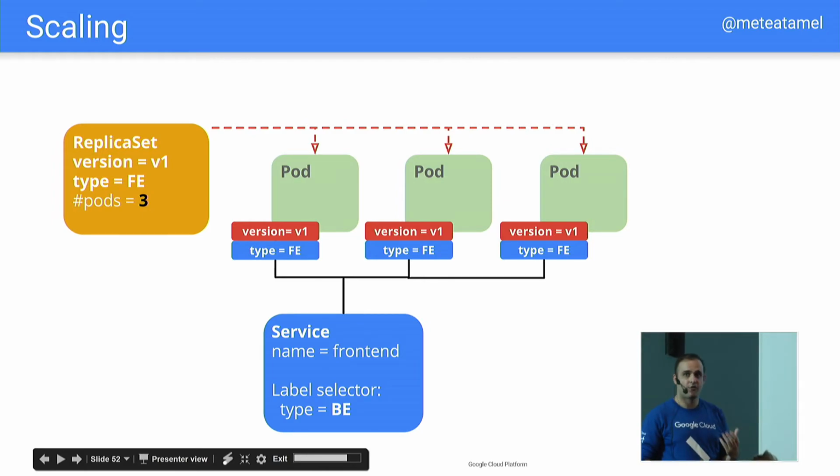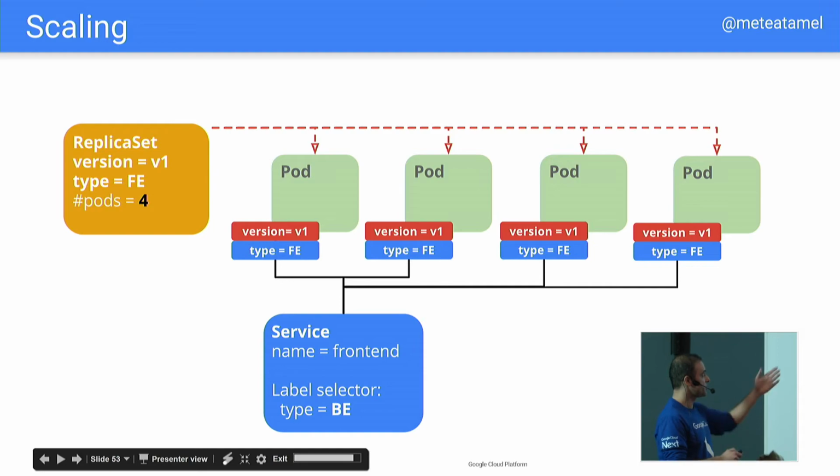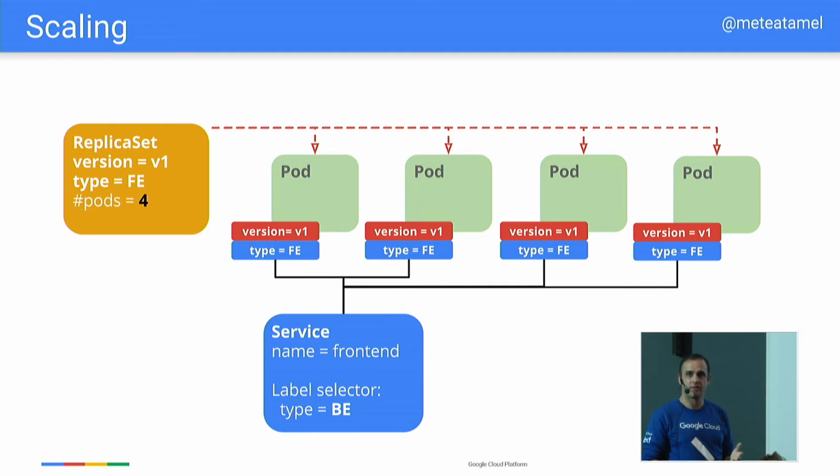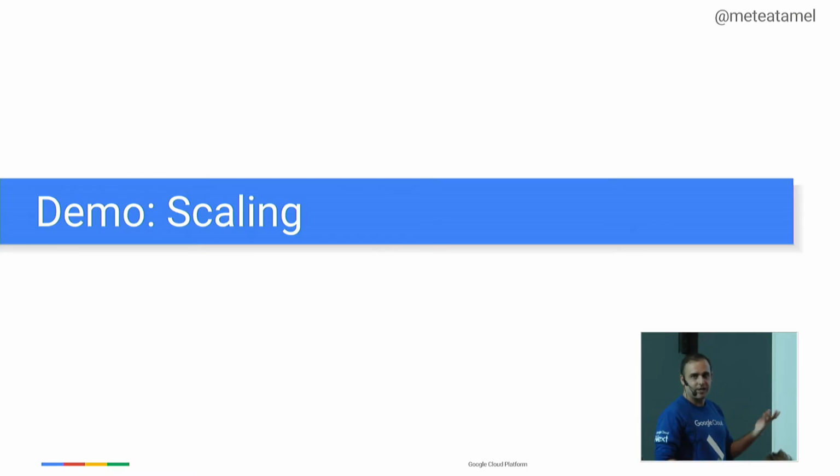There's scaling. If you need to scale, let's say you have a replica set with 3 pods and you want to have 4 pods, what do you do? You go to replica sets, change 3 to 4, and you have scaling. It's so easy. Demo, but we can do that.